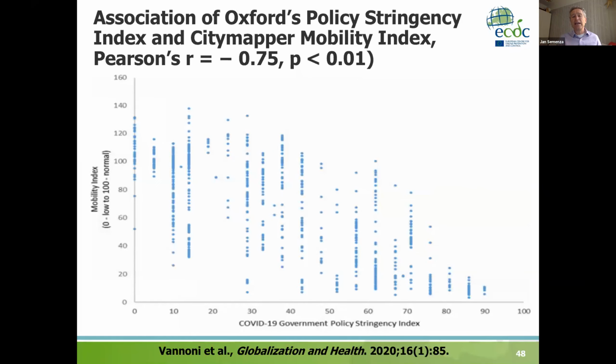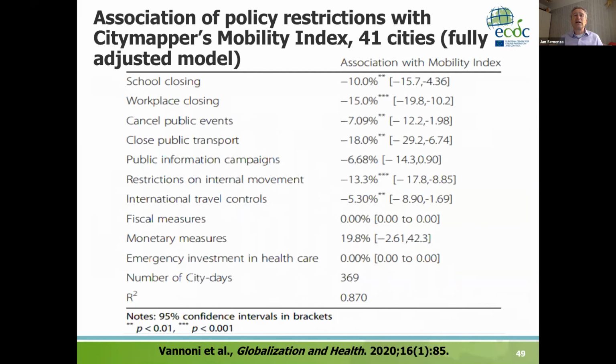And here we're looking at individual days mapped against the government policy stringency index and the mobility index, and you can see that the stronger the index is, the less mobility there is. And when we run a multivariate analysis here, and obviously there's a lot of multivariate collinearity, we do see effects of school closing, workplace closing, and canceling of public events and transport.